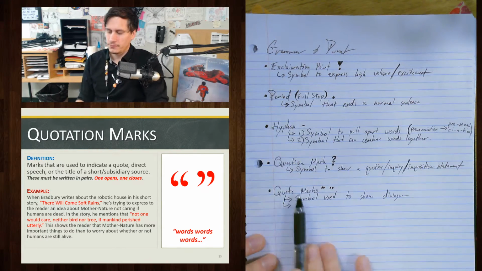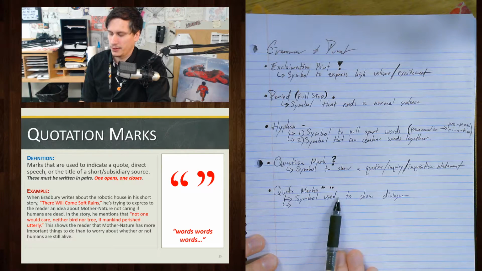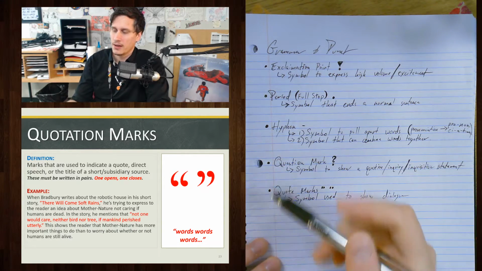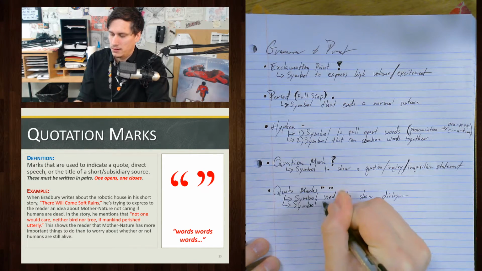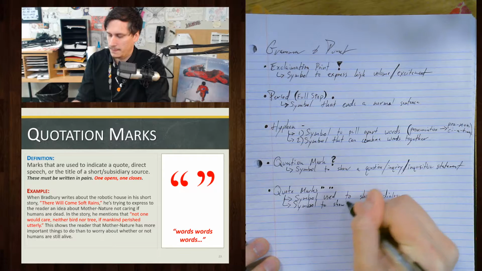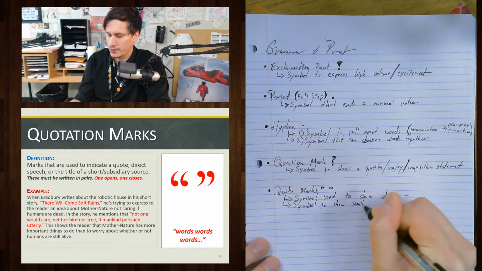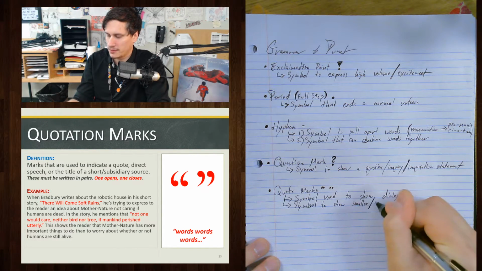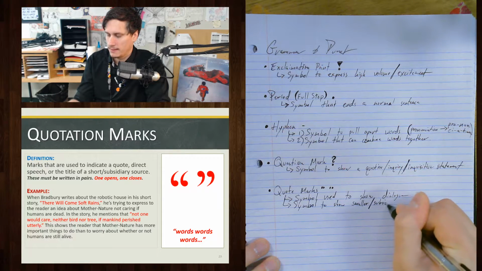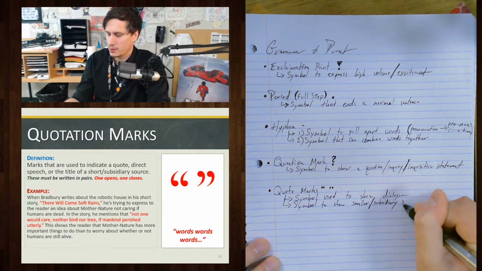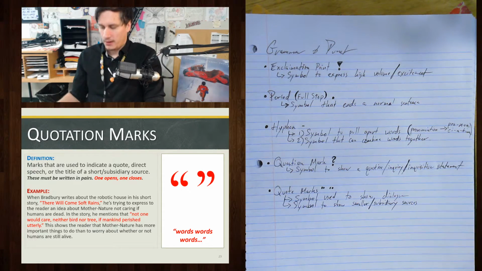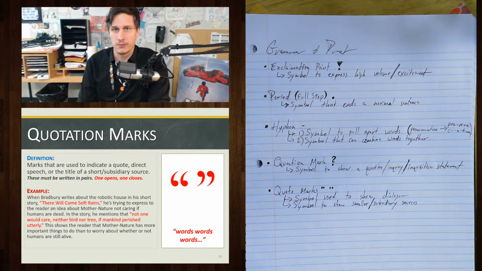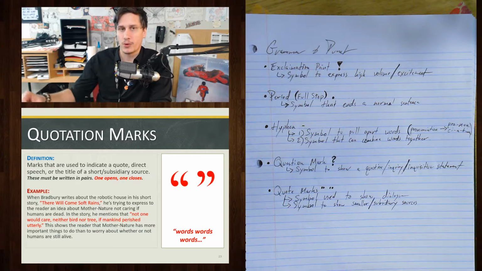So, quote marks, what do they do? They're a symbol used to show dialogue. Got it, whatever. They're also a symbol to show smaller or subsidiary sources. You could say works, it doesn't matter. It is a symbol to show smaller subsidiary sources, meaning like small portions of a larger piece.